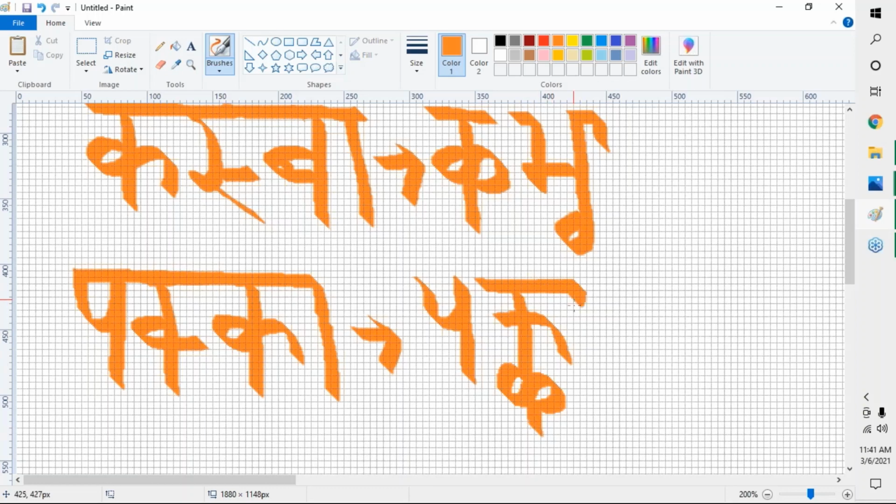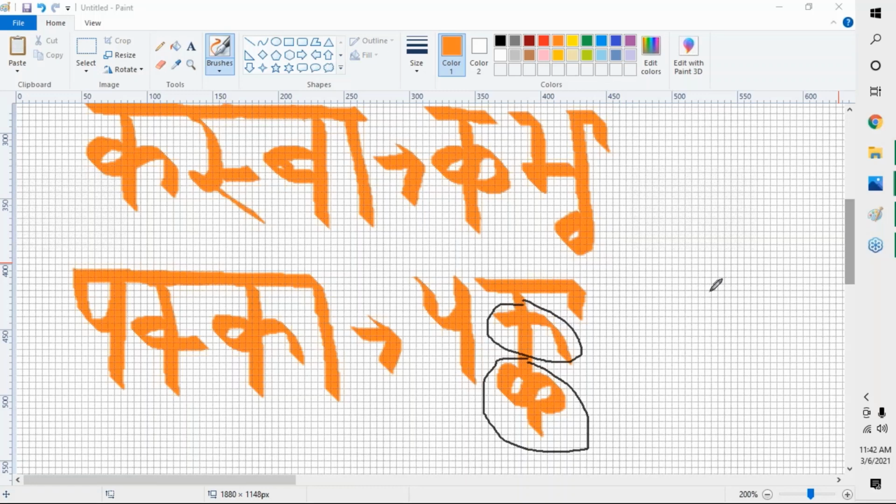And then this becomes Pakka. You see the difference here? So this K is okay. Why? Now you will say why this K is full and this is half. Because there is nothing below this K, so it will be written complete. Because there is something below this K, it will be written half.